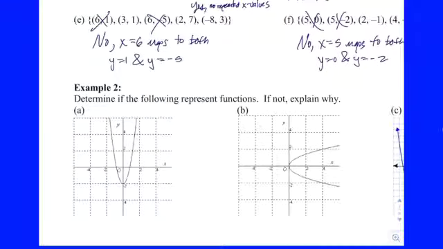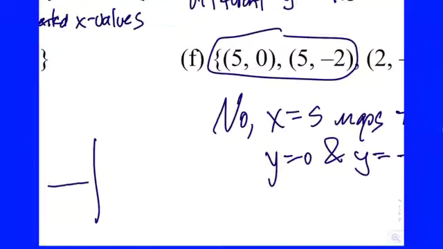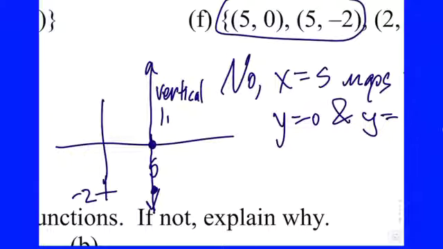Now it says determine if the following graphs represent functions, yes or no. So let's think about this. Y'all probably know this already, but the reason this was not a function is because the 5 mapped to 2 different values. If you were to plot those, here's (5, 0) would be here, (5, -2) might be down here. If you connect those 2 dots, what do you get? What kind of line? A straight line. Very good. What kind of straight line? A vertical line.